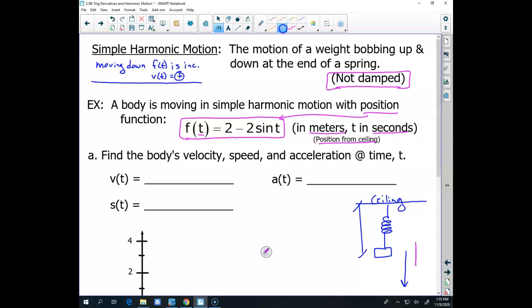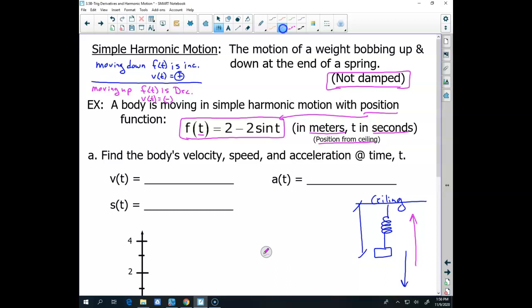Well, what happens when my spring is moving upward? The distance between the ceiling and the object is getting smaller. So moving up, we know f of t is decreasing. And it's decreasing because the distance from the ceiling is getting smaller and smaller as the object is moving upward, which means if it's decreasing, that implies my velocity is negative, right? Okay, so I just need to keep that in mind.